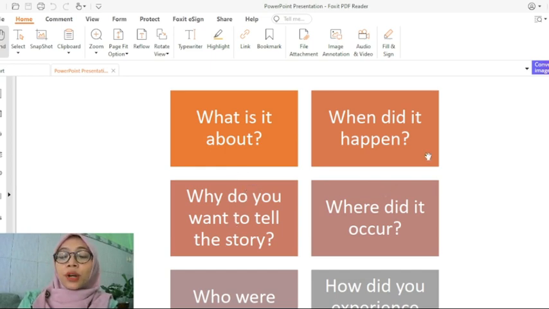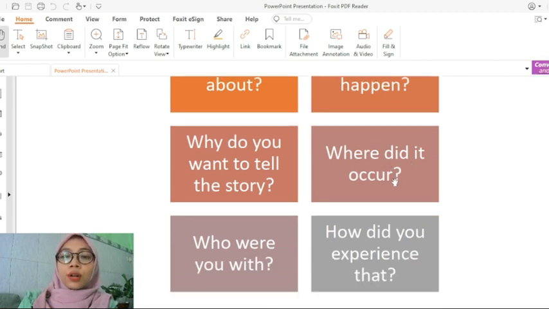And then number 4, please tell the reader about where it occurred. Where did the activity occur? Number 5, the last W is who were you with. You can mention your family or your friends when you did the activity in the past. And the last one, you can tell the reader about how you experienced that.